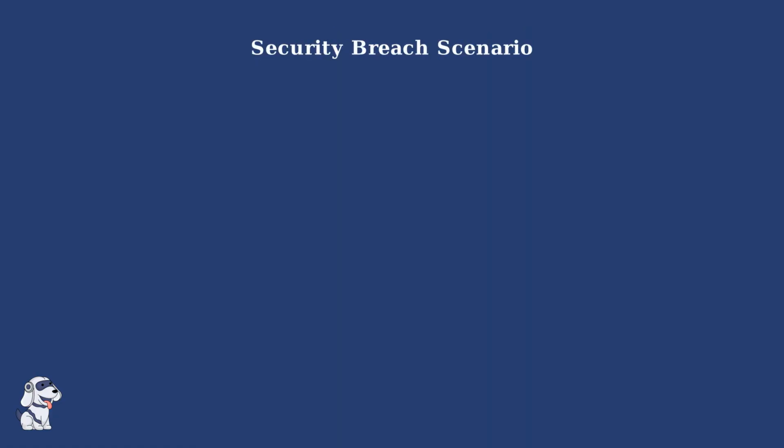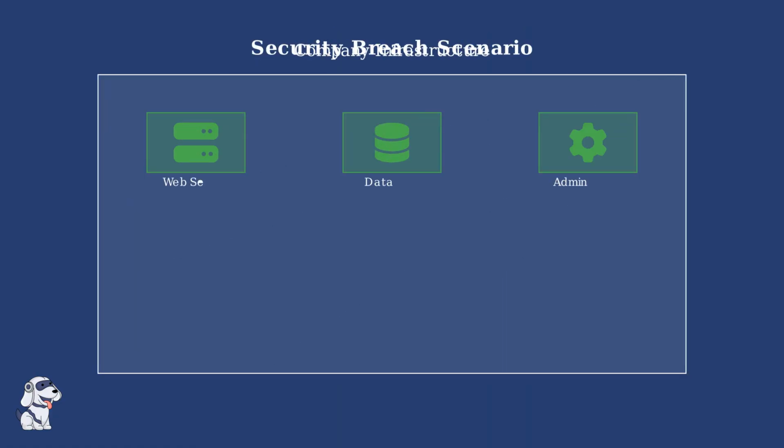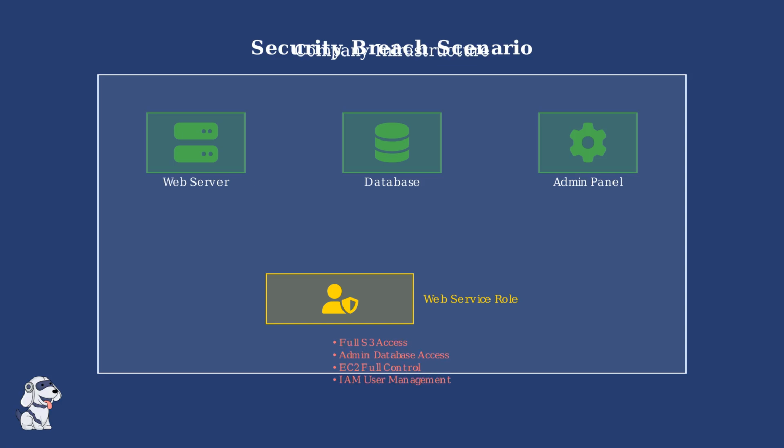We begin with a real-world security breach scenario to demonstrate the critical importance of proper IAM configuration. This roleplay will show how IAM misconfigurations can lead to devastating security incidents. Our scenario involves a web application with a service role that has been granted excessive permissions. Instead of following the principle of least privilege, this role has full access to multiple AWS services, creating a significant security vulnerability. Now we witness the attack unfold.